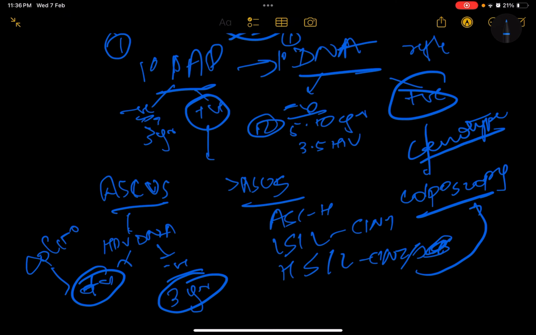colposcopy is not seen. Now there are three types of transformation zones. This is something which is kind of high yield, and I'm not going to write it down, because I do not expect the listener of this video to need it. So the transformation zone has three types. One is when it's visible, straight up on the ectocervix. Two is when it's not entirely visible, but it's at the endocervix. And three is when it's deep and extends into the endocervical canal. So that's three. In all of these cases, you definitely need to go for an endocervical curettage.